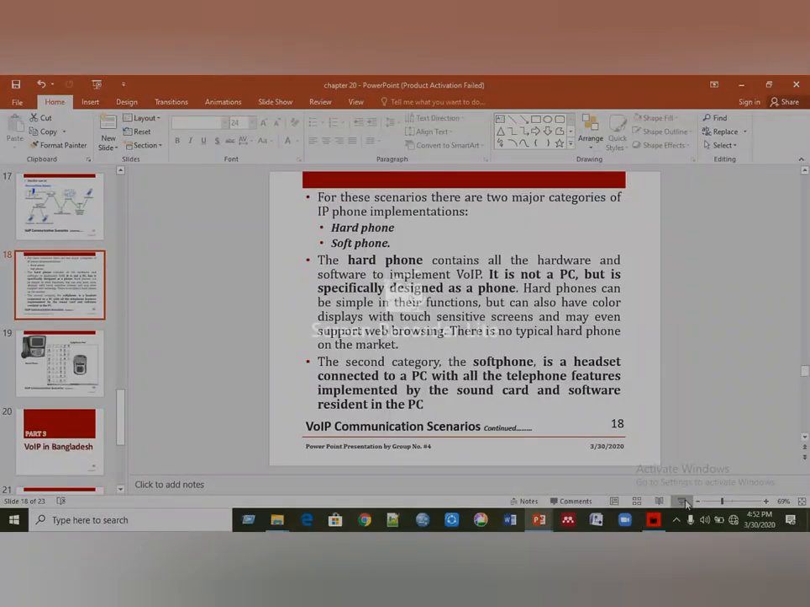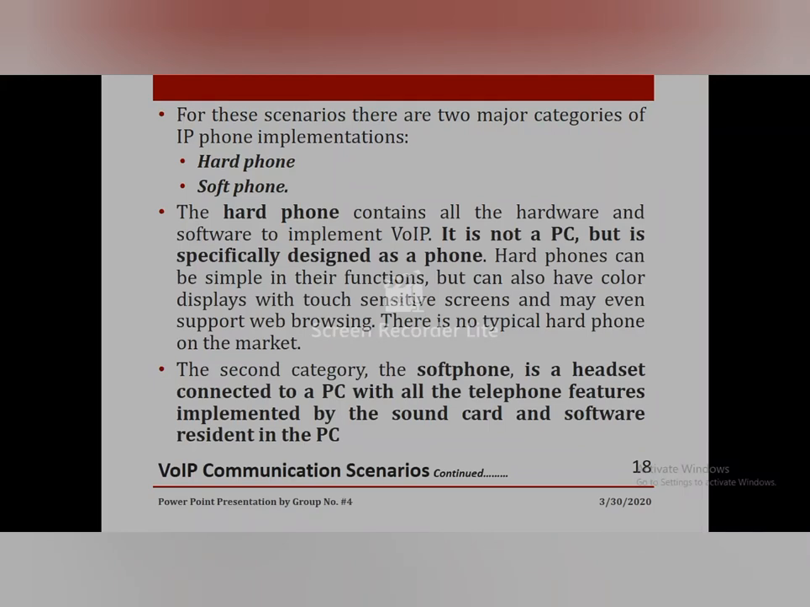For this scenario, we have two types of phone for VoIP implementation, called IP phones. One is the hard phone and the other is the soft phone. A hard phone contains all the hardware and software to implement VoIP, but it's not a PC. It is specially designed as a phone. A hard phone can be simple in its function. It has a color display and is touch sensitive. So it's not a PC, but it is a phone. But this kind of phone is not widely available in the market.